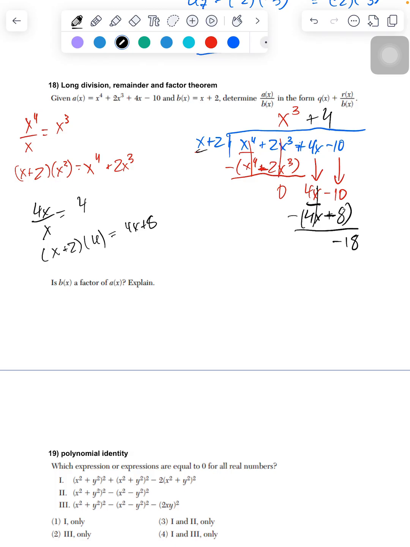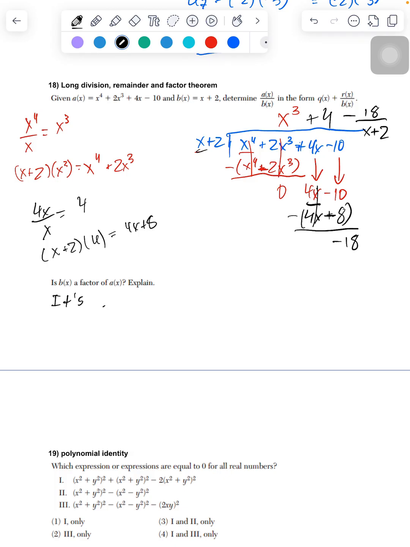So what is this? Minus 18, can x go into minus 18? No, so I'm going to write it as a remainder, minus 18 over x plus 2. So that's my final answer. X cubed plus 4 minus 18 over x plus 2. So is this a factor? Is b of x, x plus 2, a factor? No, it's not a factor. Why? It's not a factor because it has a remainder.